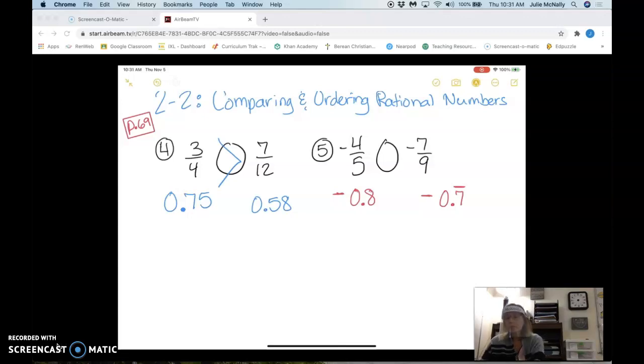So would the 7 be bigger? Yes, because it repeats and it's bigger. But we're dealing with negatives. Oh, because it's closer to 0. It is closer to 0 because it's 0.7. 0.8 would be a little bit farther away from 0. So 0.7 is actually bigger. That was good, Cameron.